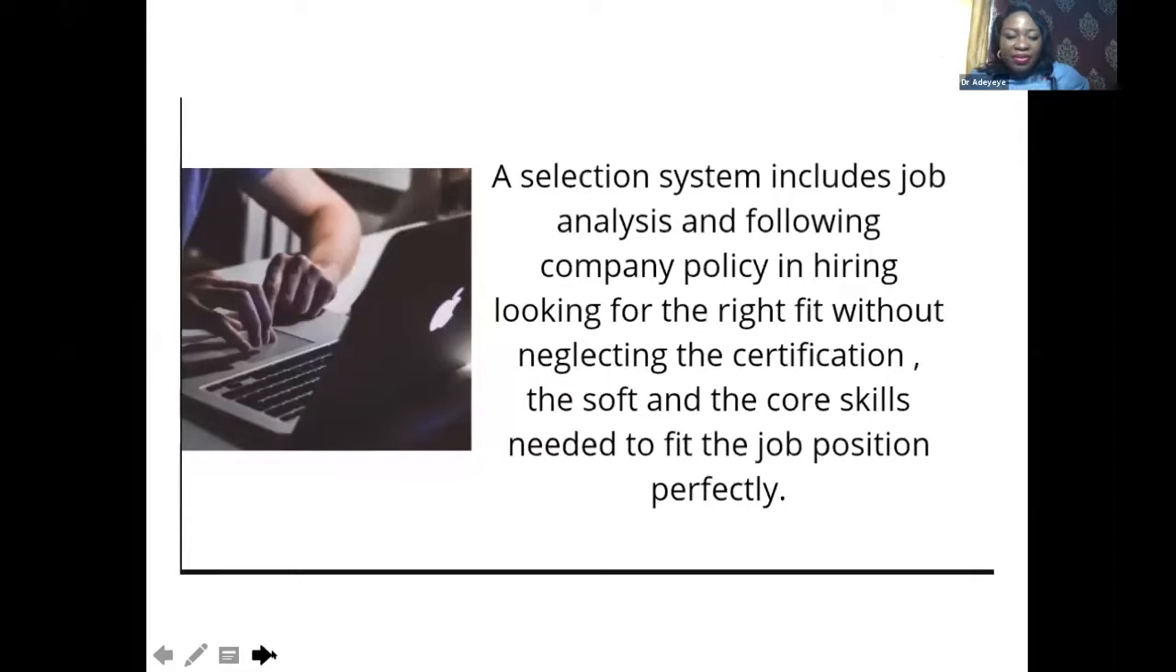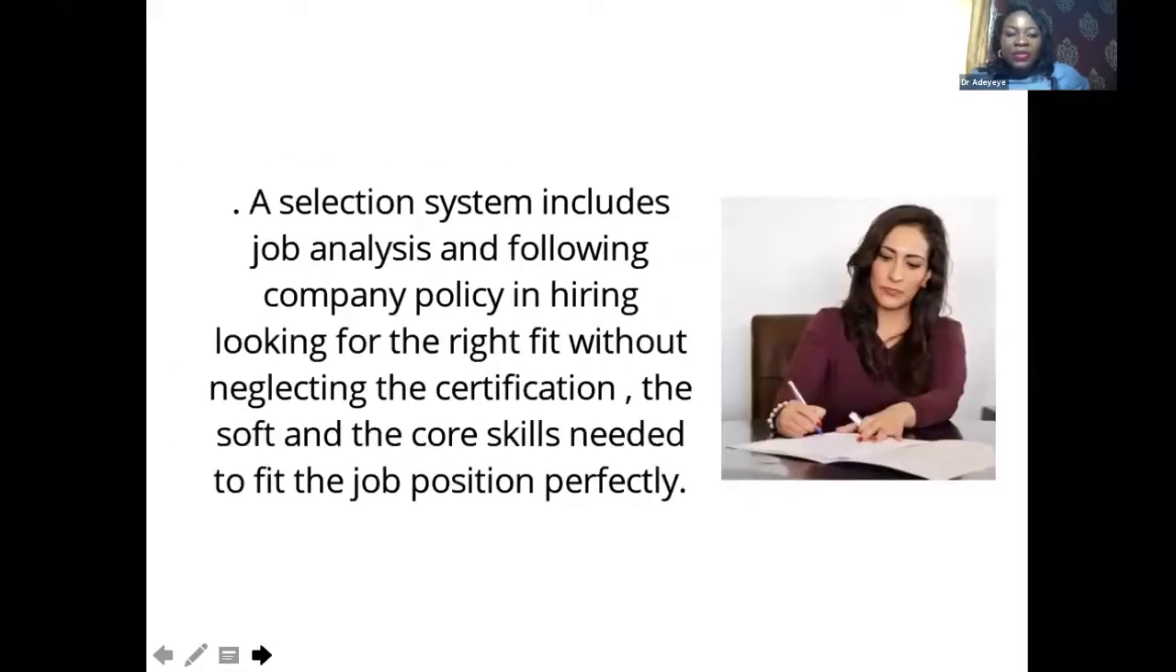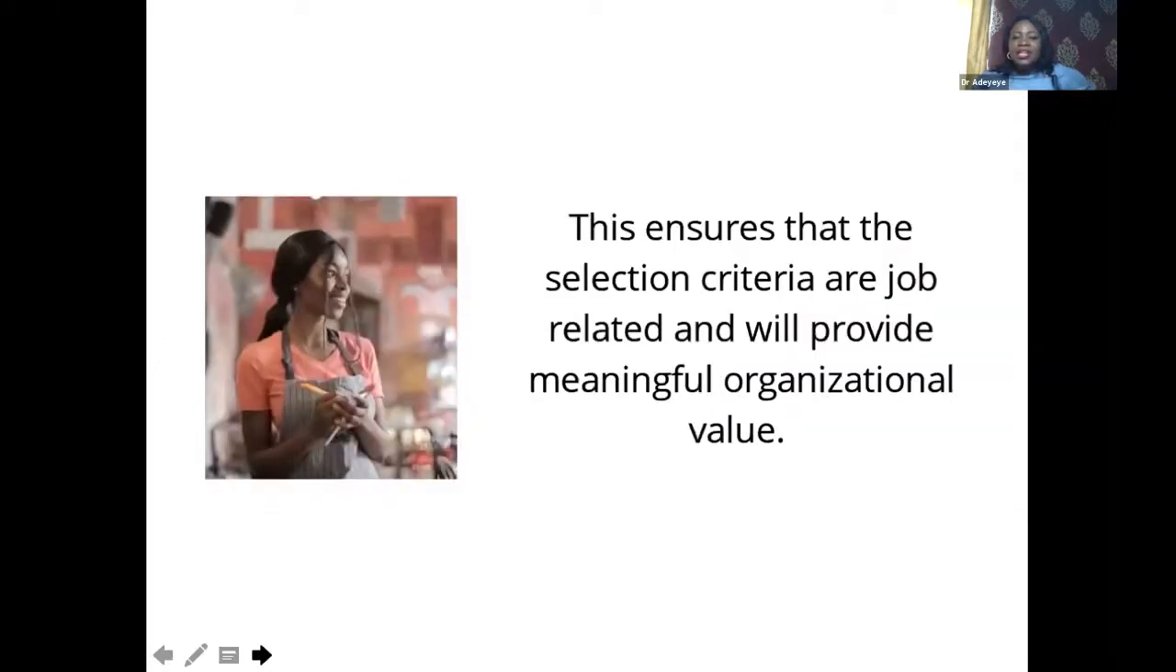These are very, very important. So you can see that policy showed up again. A selection system includes job analysis and following company policy, to find someone who is fit for the job. This ensures that the job selection criteria are job related and will provide meaningful organizational value.